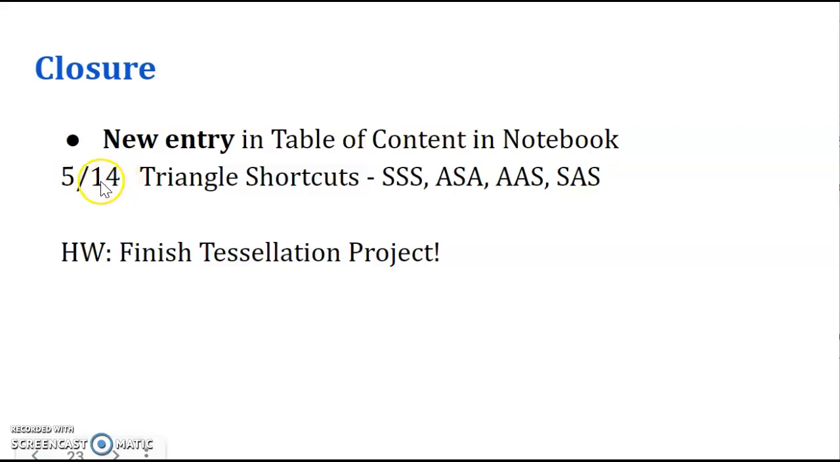So what did we do today? We worked on triangle shortcuts. Side, side, side, angle, side, angle, and angle, angle, side are the only congruence shortcuts that you can use, and that's the only information you need. If it's anything other than that, the triangles are not congruent. And for homework, you're going to be working on the tessellation project to finish that.